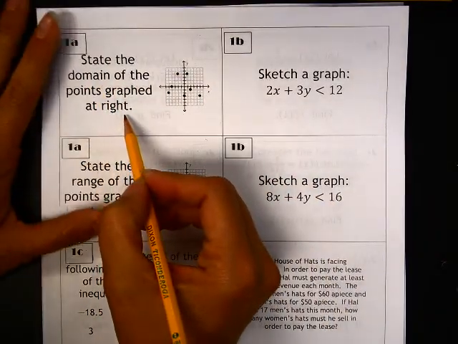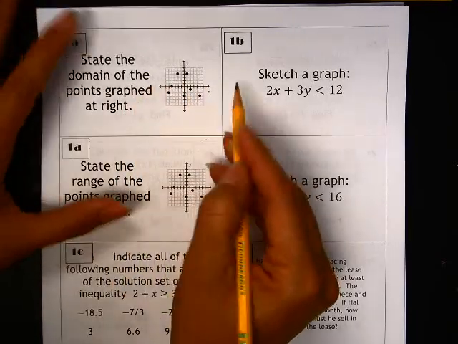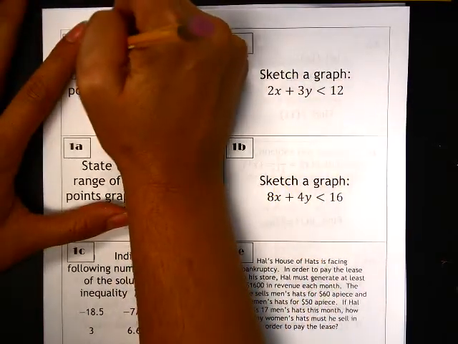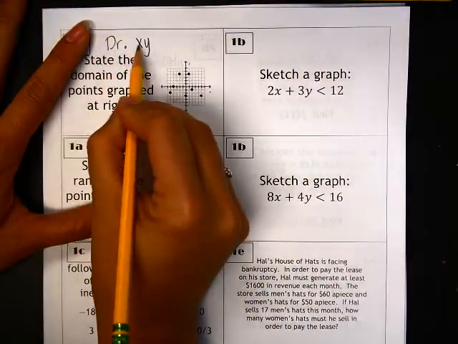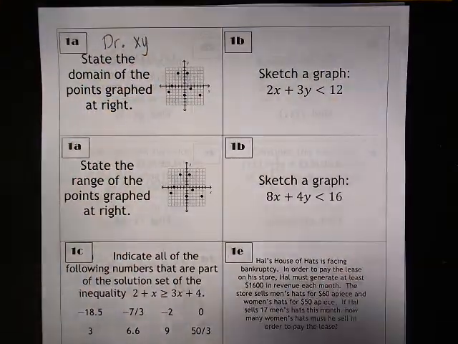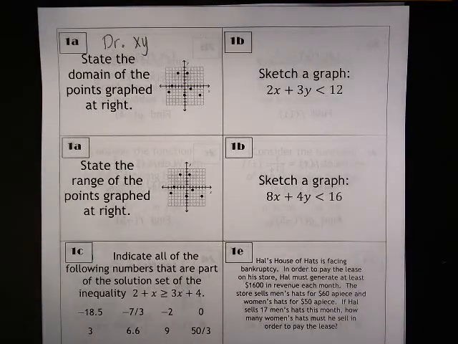Domain of the points, graphed it right. I had a student once say that it's Dr. XY. The domain is the X, the range is the Y. So the range is what goes up and down, and the domain is kind of the inputs.